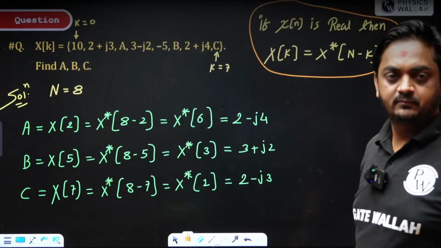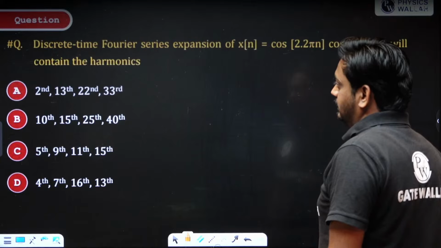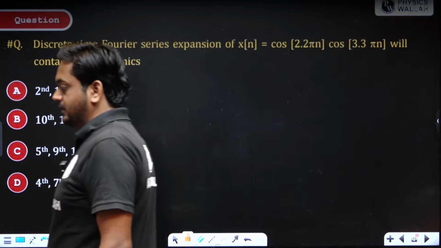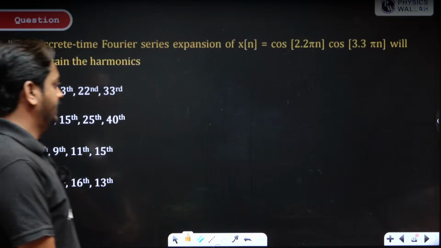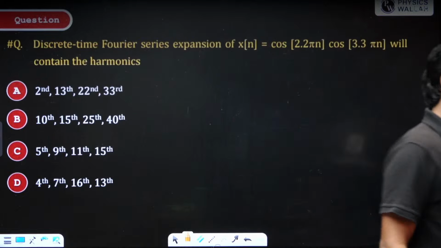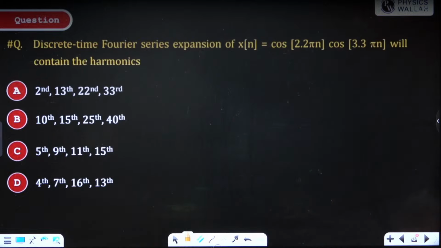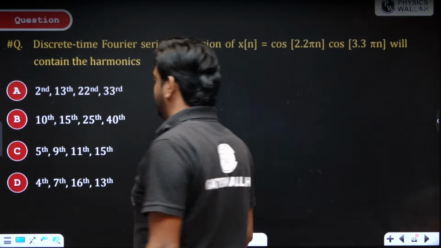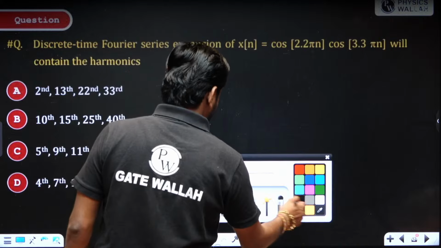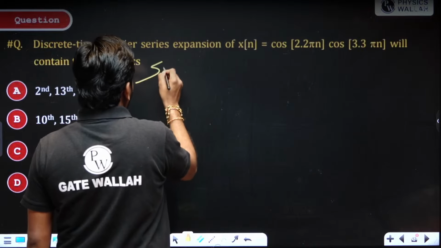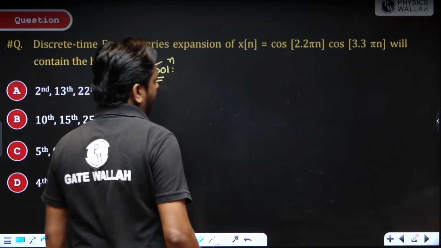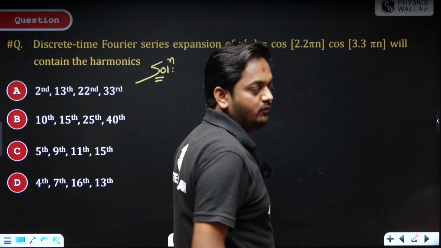Okay, very nice. Now the next question is from the DTFS, discrete time Fourier series. The DTFS expansion of the signal x of n will contain which harmonics. So you have to find the non-zero coefficients, the non-zero harmonics. Again the same procedure that we use for the CTFS. Here you can use the 2cc formula. We are just focusing on the non-zero harmonic coefficients. So there will be two frequencies.